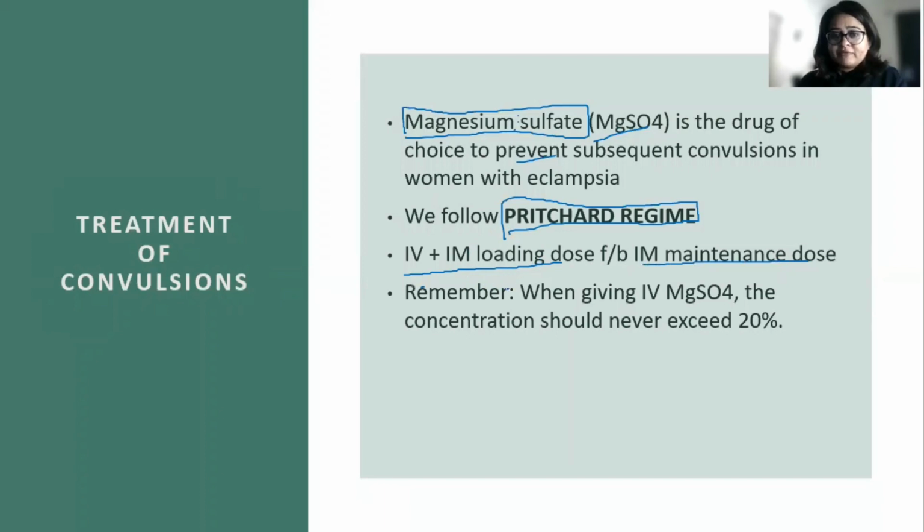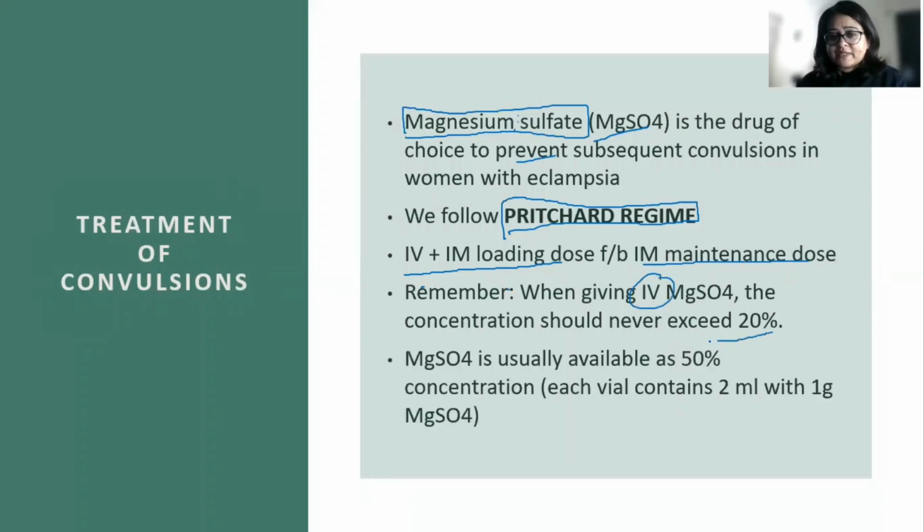Okay. So remember a few things. Once we give IV magnesium sulfate, the concentration should never exceed 20%. Okay, but please remember magnesium sulfate is usually available as 50% concentration. Only very few institutes in India and the world over have made a sample of 20% and have kept that ready in the labor room. And I've worked in such institutions, but most other institutions where I've worked do not have 20% readily available. So it is available as 50% concentration.